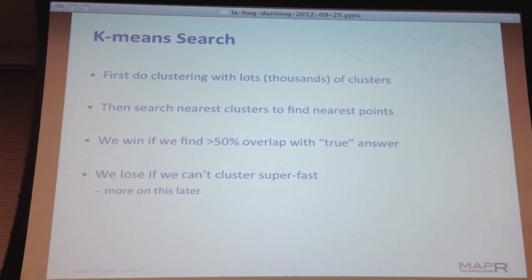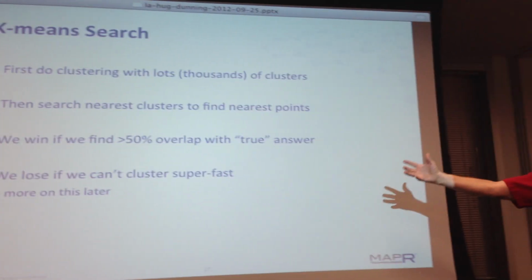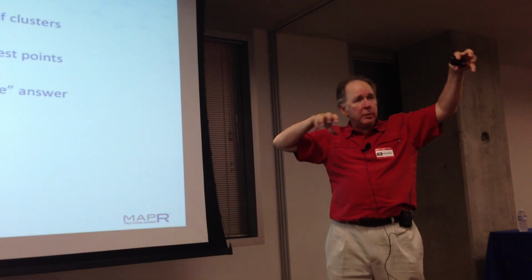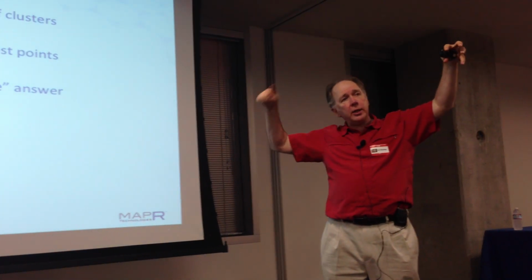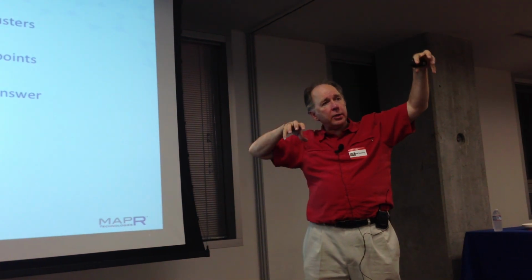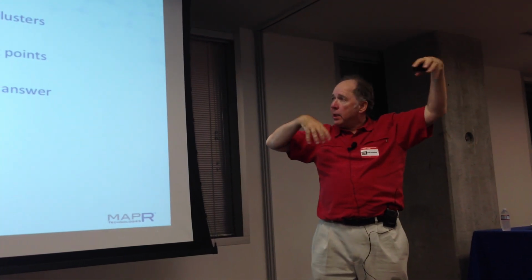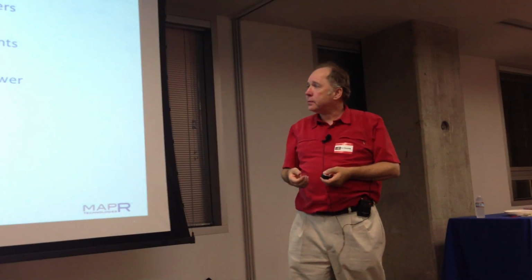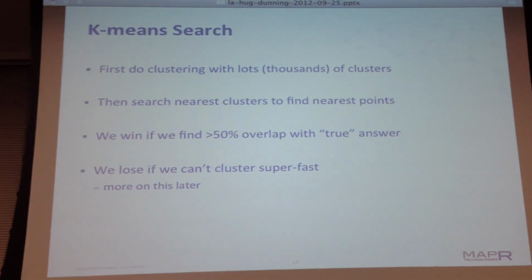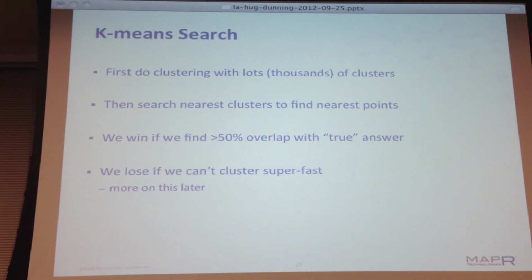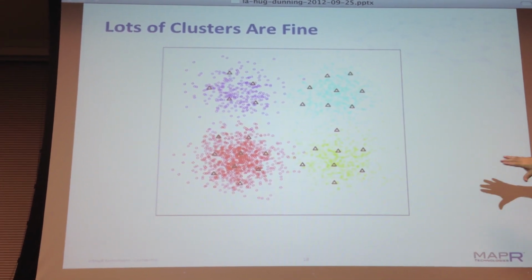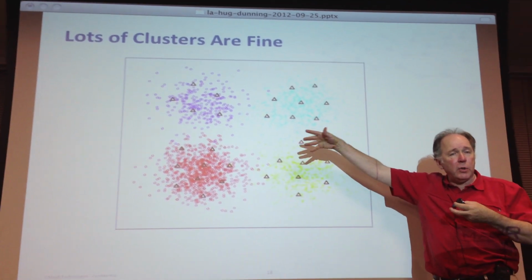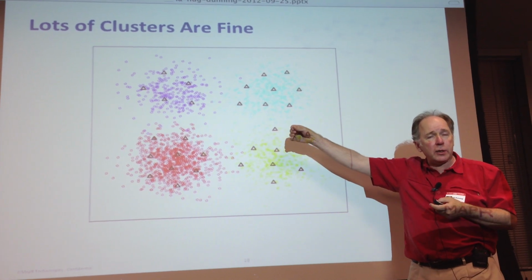to do. So what we're going to do is we're going to do clustering with lots of clusters, little bitty clusters, and then we're going to search the nearest clusters to find the nearest points. And we'll use LSH or projection search in those clusters to search those fast. And if we get a final result that's 50% overlap with the true answer, we're going to win. But we lose if we can't cluster super fast. More on that in a moment. Here's a picture. We've taken that original data that we had before, and we've clustered it with way too many data points according to most people's idea of what a good clustering is.